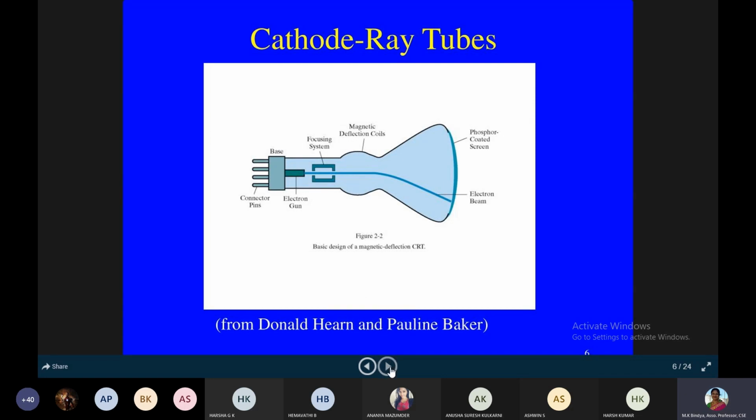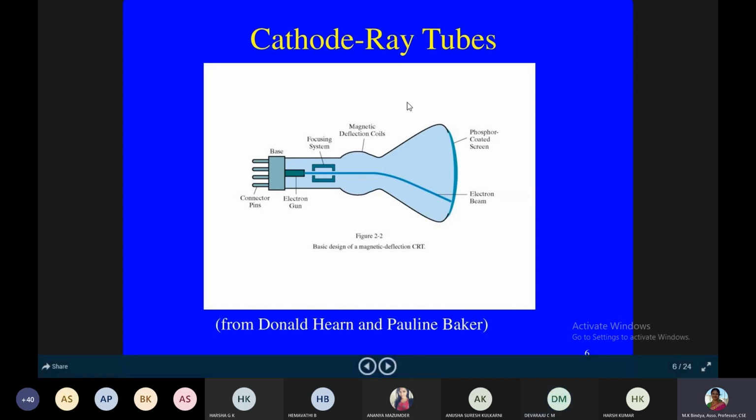Now let us see the operation or the internal organization of this electron gun. Are you following, students? Are you there, students? Dear students, all of you, are you following? Yes, ma'am.